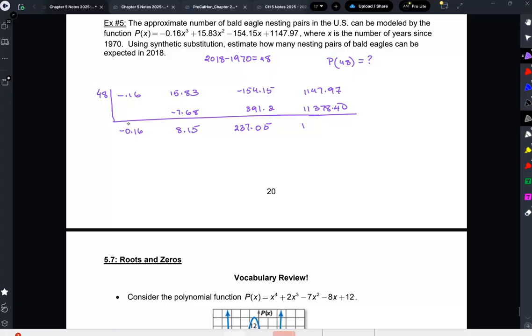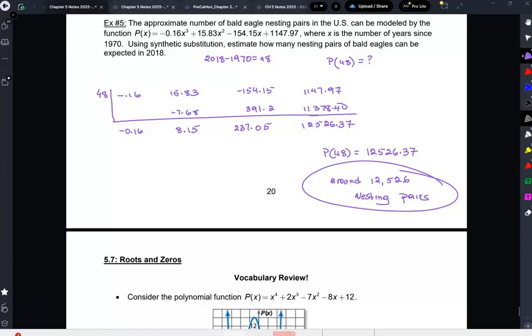And when we add, 12,526.37, right? So P of 48 is 12,526.37. That means there are around 12,526 nesting pairs. Right? Super cool, right? Okay.